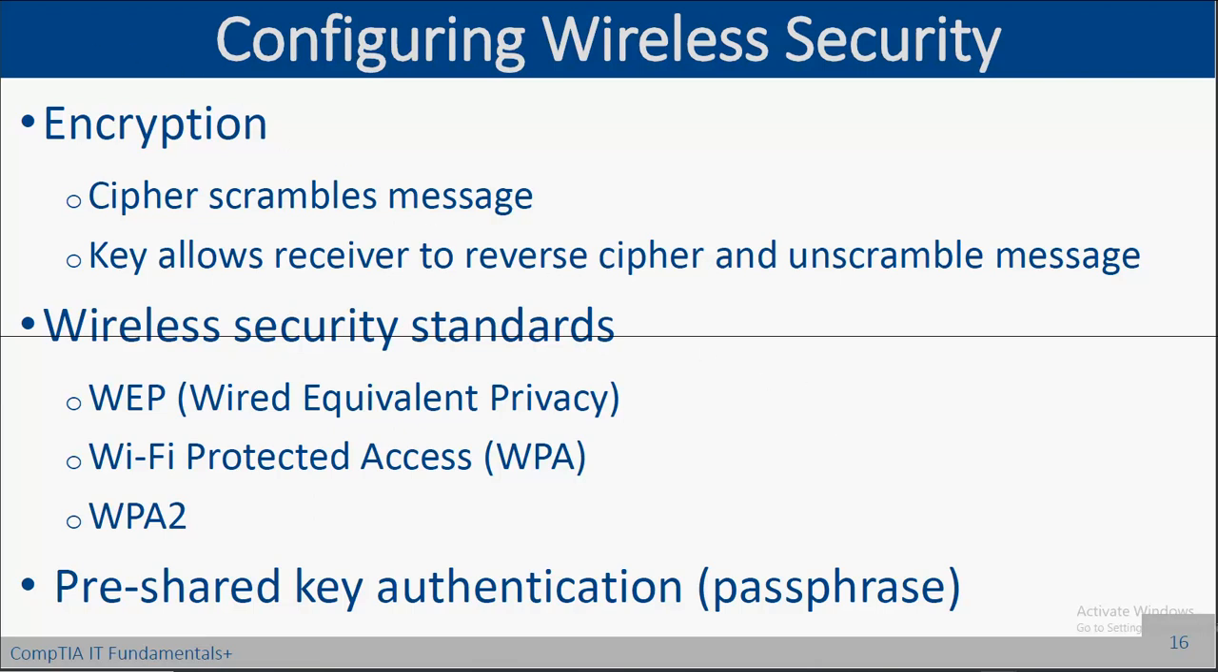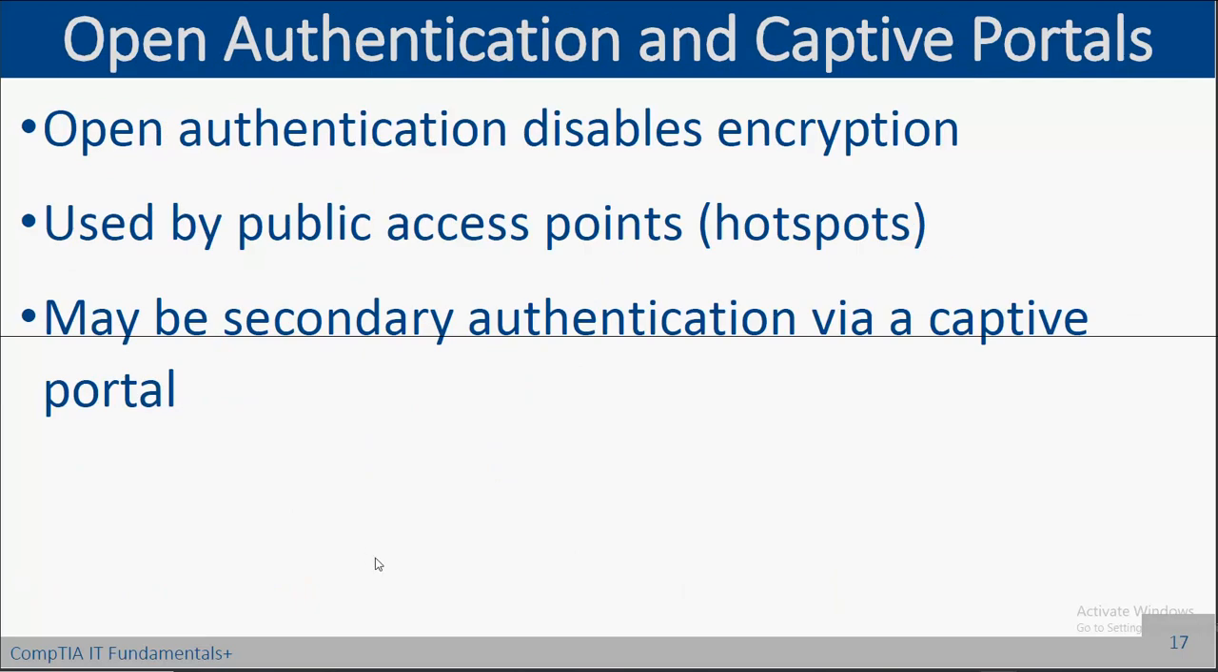your wireless network. Open authentication and captive portals are usually used in public places, like when you go to the mall and all those stores at the mall. Open authentication disables encryption, which is not good. It is used by public access points, as I just said. Maybe secondary authentication by a captive portal is where you have to enter your name, email address, and that kind of stuff, and then you can connect.